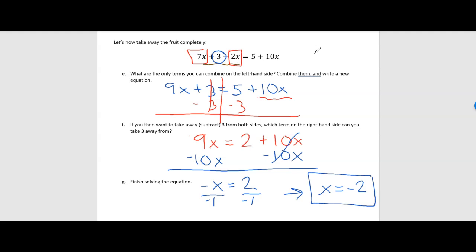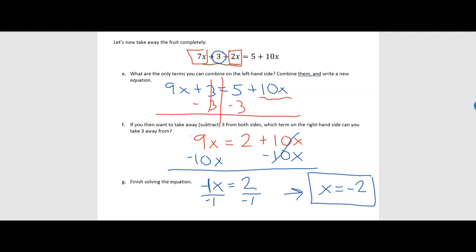Okay. The reason we have to divide by negative 1 is because this negative x right here really has a negative 1 in front of it. We just don't have to write it. Again, if it doesn't have a number in front, it's assumed that that number is 1. So we divide by negative 1 to get rid of the negative 1, to simplify it.